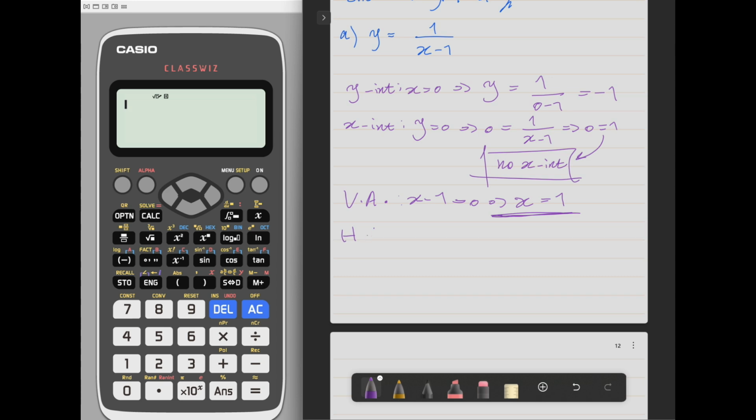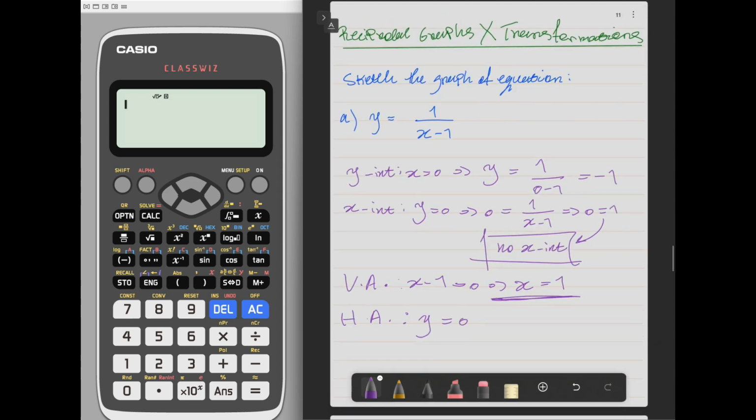And what about my horizontal asymptote? It's going to remain the same. Why? I will tell you later. Not here. y is equal to 0. So you may ask, what is the link between the reciprocal graphs and transformations? Here, guys, if I say that my f of x is 1 over x, then 1 over x minus 1 is going to be f of x minus 1, right?